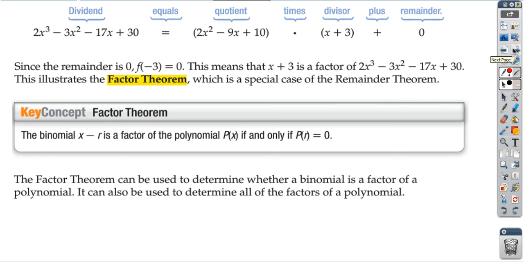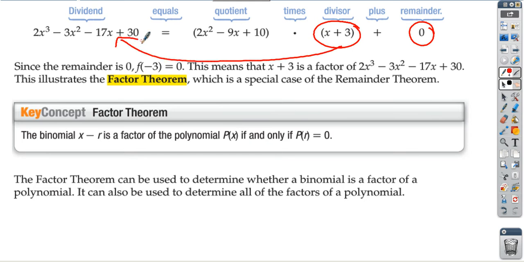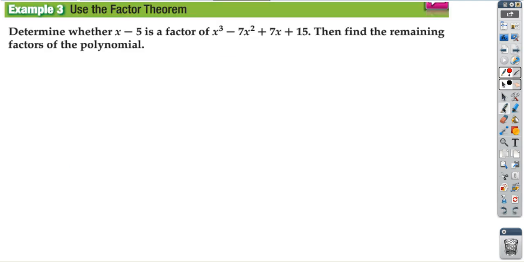Okay, so let's talk about the factor theorem. This basically says that if you divide something synthetically and you get a remainder of 0, that means that whatever you divided by, in this case x plus 3, is a factor or can be evenly factored out of that original polynomial. So this is what this says. For example, if x minus 2 is a factor, it is a factor if when I synthetically divide with 2, I end up with remainder 0. That's what the factor theorem says. This will be clearer when we do an example, so let's do one right now.